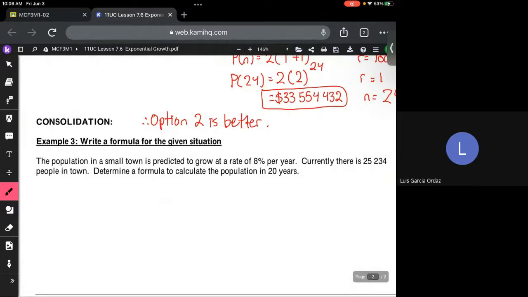So for number three, it's simple. You're going to use the same general formula. The population in a small town is predicted to grow at a rate of 8% per year. Currently, there are 25,234 people in town. I just want you to determine the formula to calculate the population in 20 years. So do that on your own for a bit, and then I'm going to come around and check your answers, and then I'll post the final answer on the board.